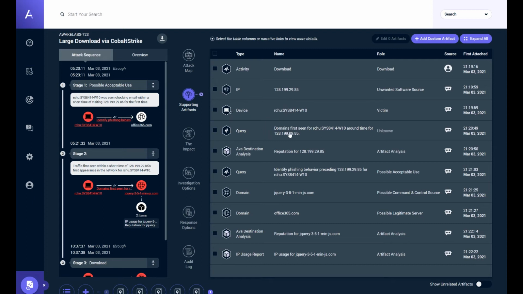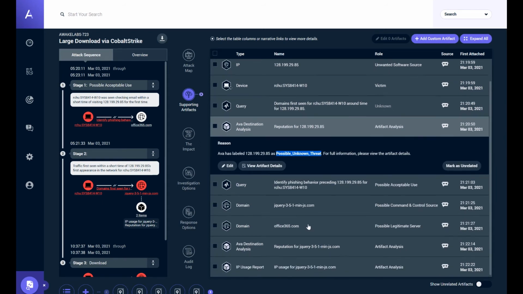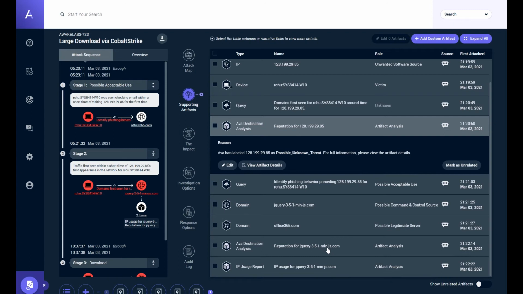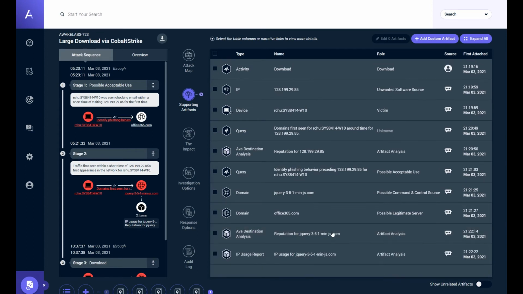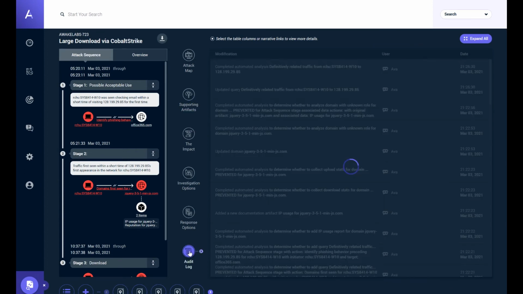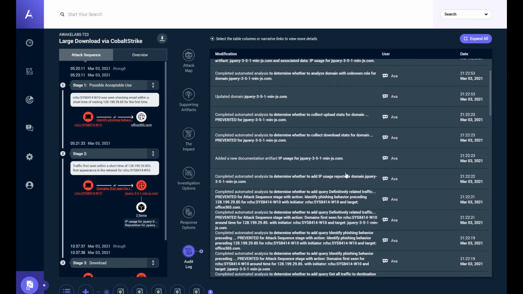And so this is pretty interesting. The domain, possible command and control, office365.com, it determines is legitimate. We have Ava analysis of both the IP address, which it has labeled possibly an unknown threat, and also for this jQuery domain, also possibly an unknown threat. And what's really interesting is when we go into the audit log here. Normally we don't do analysis at this level, but when we go through the audit log, we see the enormous amount of work being done behind the scenes.